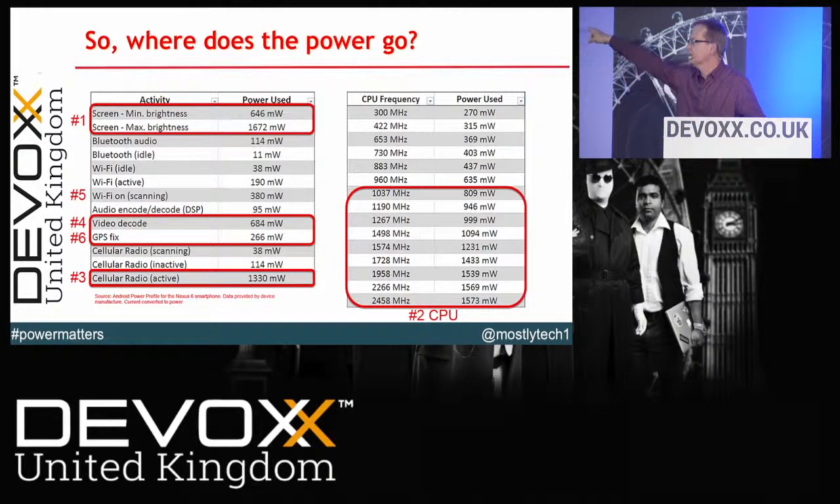Number two is the processor, although you can see it's very frequency dependent. At the lower frequencies, CPU is actually very efficient, and that's where it sits most of the time. Number three is a surprise to most people, the cellular radio. If you're transmitting data over 4G, it does consume about 1.3 watts, at least according to this data, which came from Android. 4, video decode. 5 was a surprise to me, Wi-Fi scanning. And then 6, GPS fixes, which is something that apps do more often than they probably should.